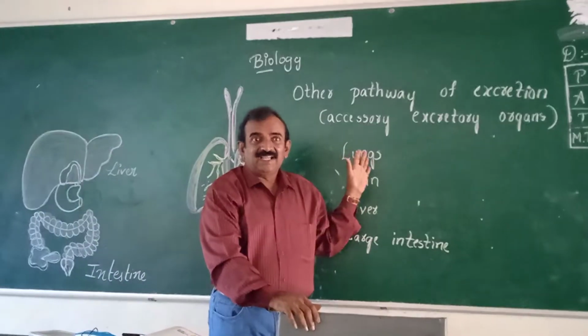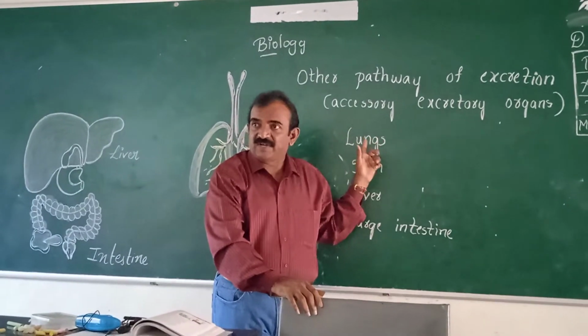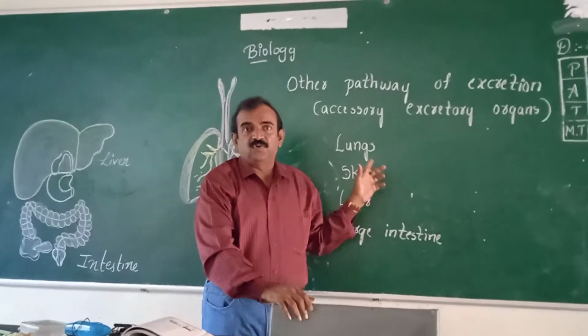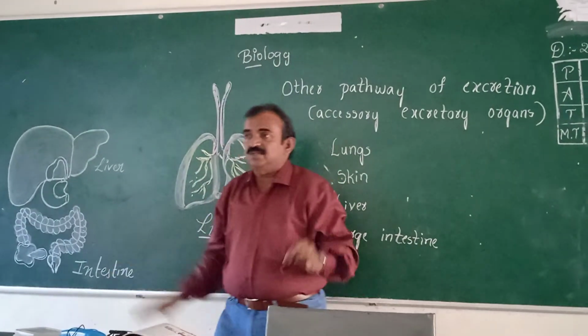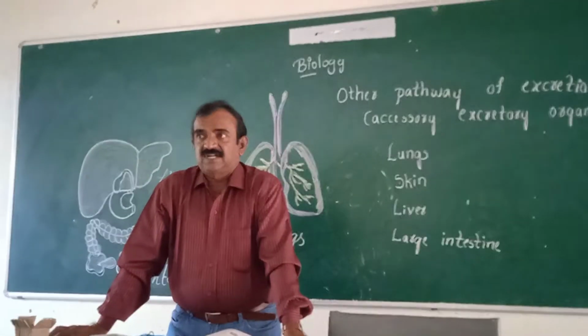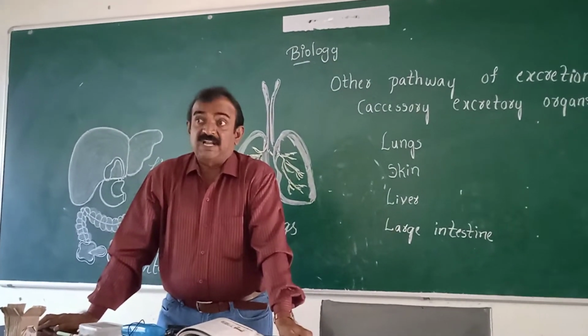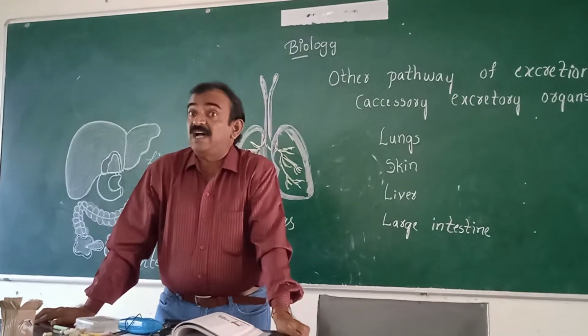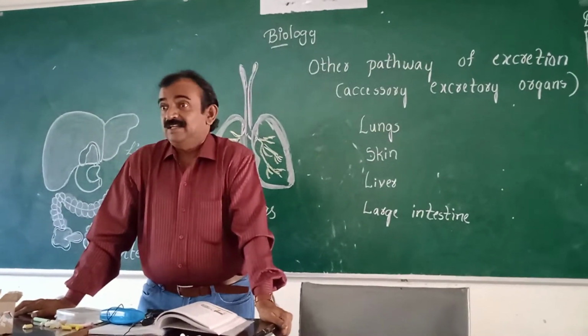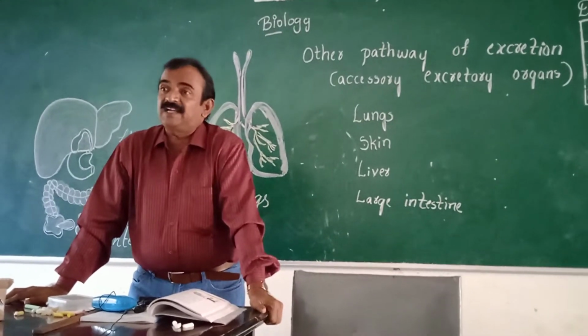So here you see four headings are there. First one, lungs. Next, skin. Third, liver. Fourth one is large intestine. So these are called accessory excretory organs other than kidneys. Lungs. Lungs are mainly useful for what purpose? Respiration.